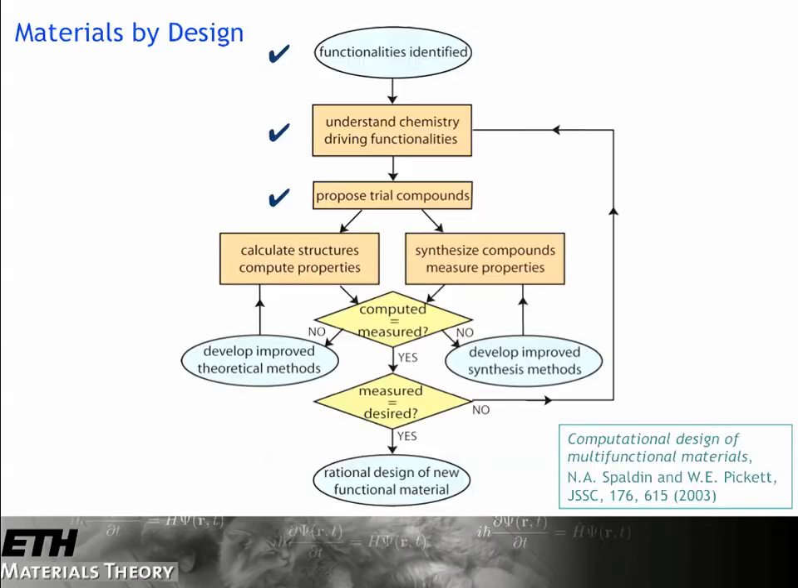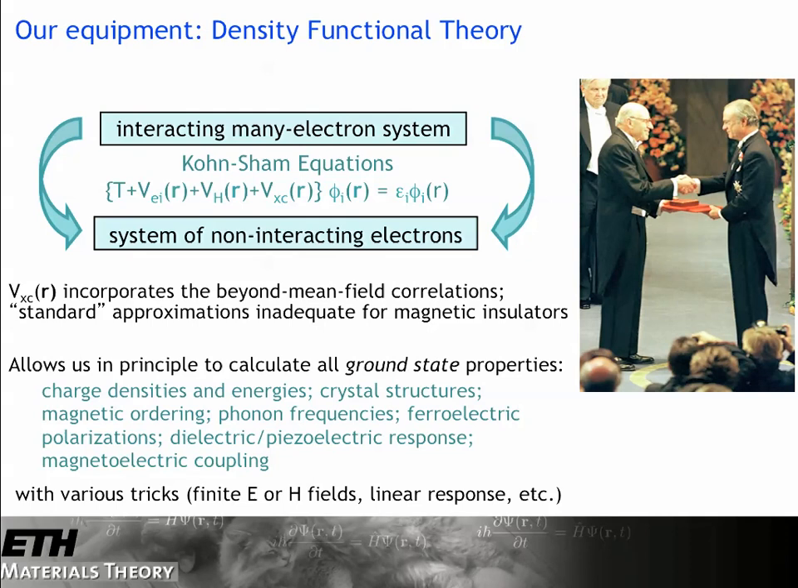Okay, so this is our trial compound, and now we go off and calculate the properties. And our tool, the equipment that we use, is a method called density functional theory, which is perhaps the workhorse of electronic structure computational materials. It was developed by my colleague, former colleague at Santa Barbara, Walter Kohn, who received the Nobel Prize for its development. And what it allows us to do is to solve the Schrödinger equation for an interacting many electron system, which in general we can't solve directly, by mapping it into a system of non-interacting electrons in which one electron feels just the mean field, the average of all of the other electrons.